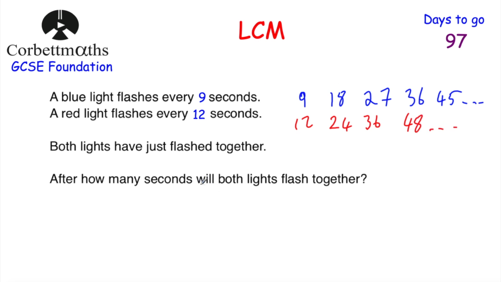And the question is, after how many seconds will they both flash again together? And if we have a look at the multiples, we can see that 36 is in both of the lists. So that means if they've just flashed together, in 36 seconds time, they'll flash again together. So the answer would be 36, and that's it.